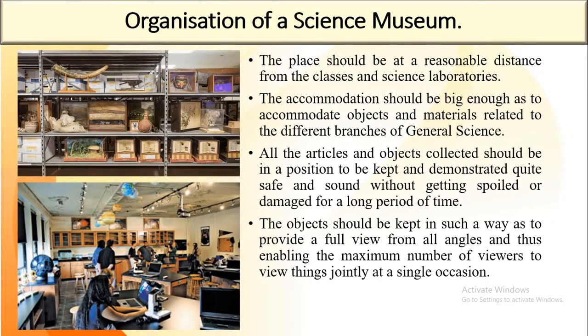Next, we are going to see how we can organize a science museum. The place should be at a reasonable distance from our classes and science laboratories. The accommodation should be big enough to accommodate all the objects and materials related to the different branches of science. All the articles and objects collected should be kept and demonstrated quite safe and sound without getting spoiled or damaged for a period of time.